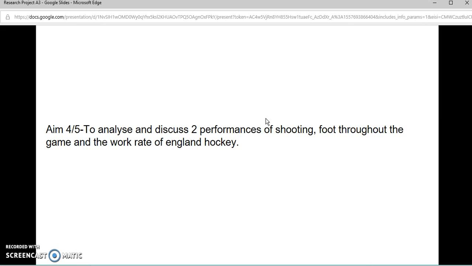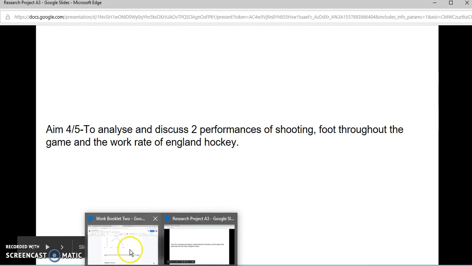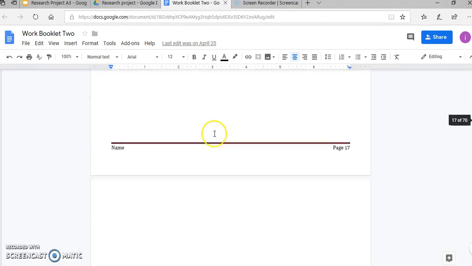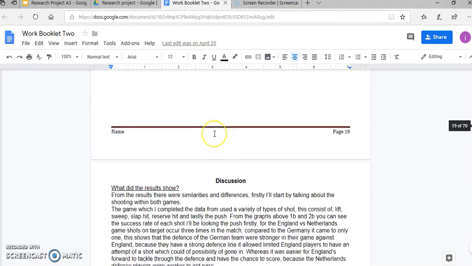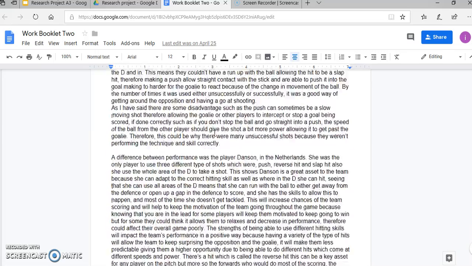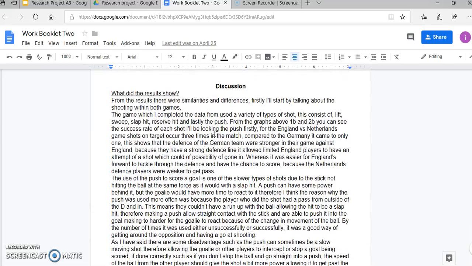I linked into my literature review and said that my research, which I found, didn't support the statement which I found about work rate in hockey. So this will be found under here, and it's stated discussion. All of this here, and it goes further on down.